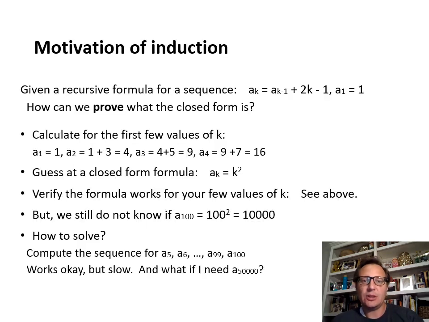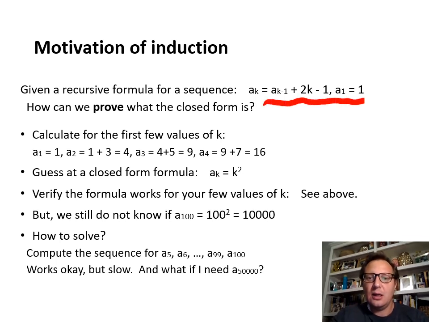What is the motivation of induction? Let's say we are given a recursive formula for a sequence: A_k is equal to A_(k-1) plus 2k minus 1, and the initial value A_1 is 1. How can we now prove what the closed form is?